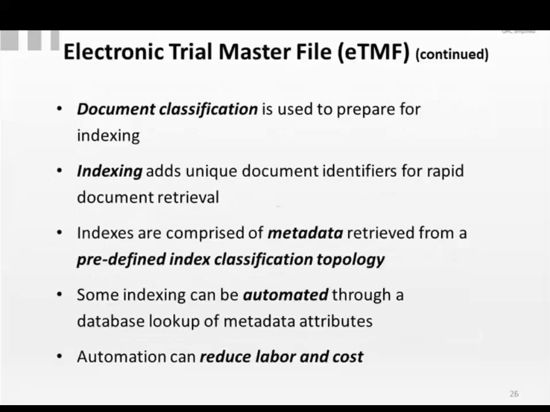It allows you to do document classification to prepare for indexing. Indexing adds unique document identifiers or tags to each document for rapid document retrieval. And using consistent identifiers allows you to look at things comparatively. Indexes are comprised of metadata retrieved from a predefined index classification topology that's part of your ECM schema. Some indexing can even be automated through a database lookup of metadata attributes. And all of this automation can reduce labor and cost, and again, can accelerate the trial in terms of being able to keep it moving.